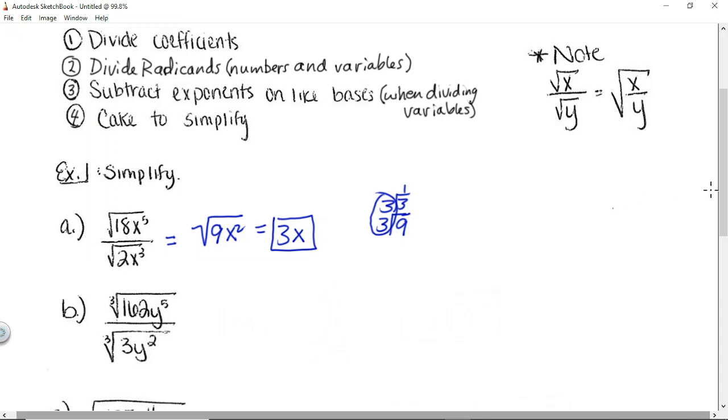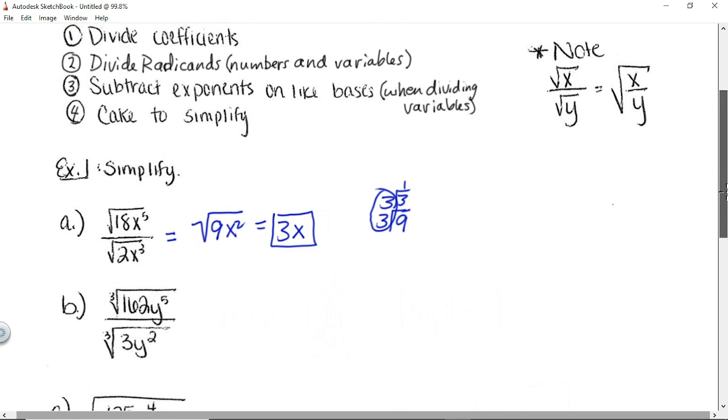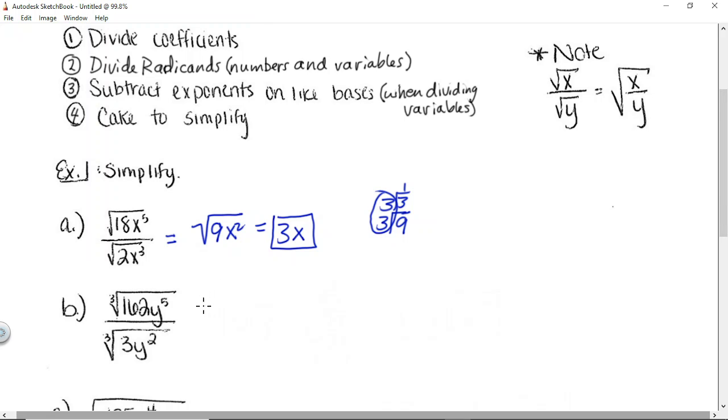Okay, let's look at the next one. This is a cube root. We divide the numbers, we divide the radicands. There's nothing outside again to divide. Inside it's 162 divided by 3. That's 54, and that is inside our radical, because there was nothing outside it. And y to the 5th divided by y squared. Subtract, so 5 minus 2 is 3.